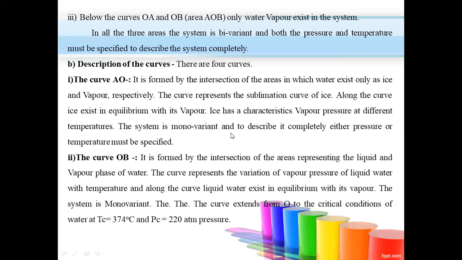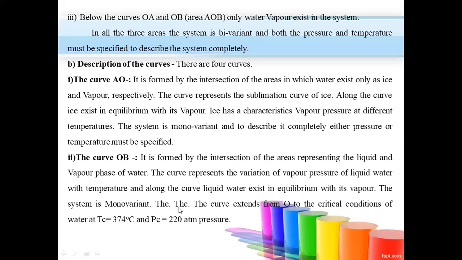The system is a monovariant, and to describe it completely, either pressure or temperature must be specified. The curve OB is formed by the intersection of the areas representing the liquid and vapor phase of water. The curve represents the variation of vapor pressure of liquid water with temperature, and along the curve, liquid water exists in equilibrium with its vapor.